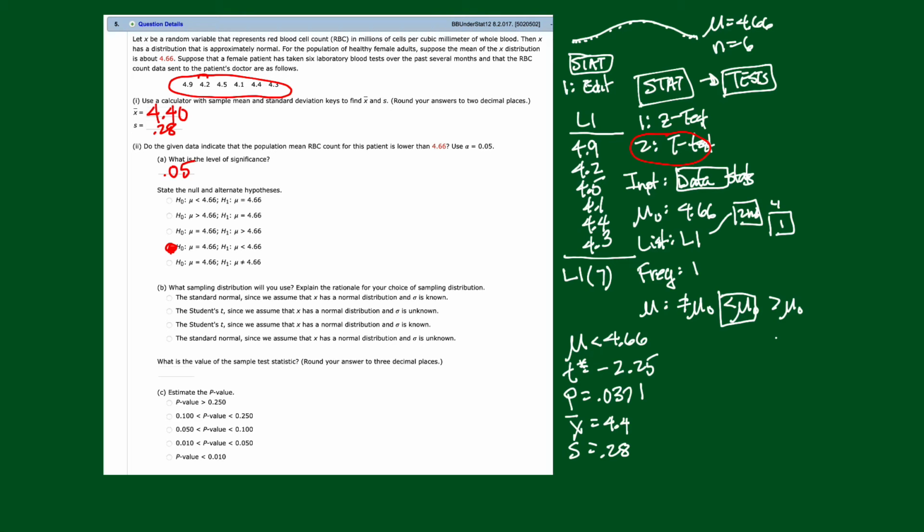And part B, what sampling distribution will you use? Okay, well, we're going to use not the standard normal, right? We're using a t. And why did we decide the t? Well, let's see, there's two of them down here. Which one matches what we want to do?